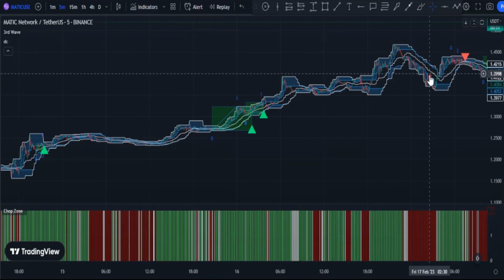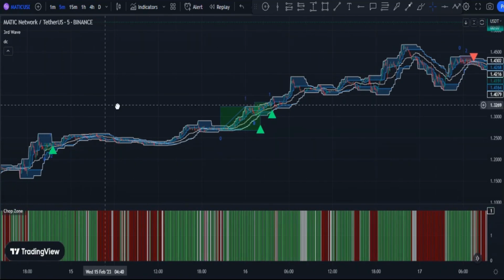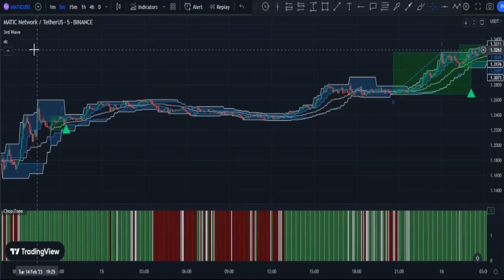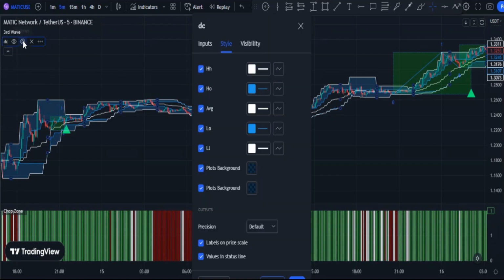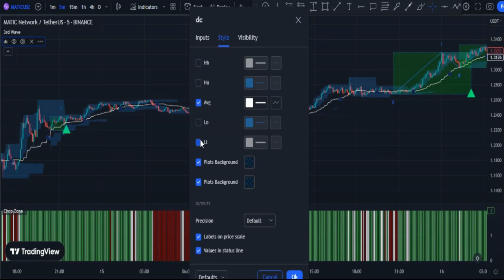It might have made the chart a little messy, but no worries, we don't need all of these graphs. So I open the settings of Donchian Channel, or DC for short. In the Style tab, I disable all options except the average option.